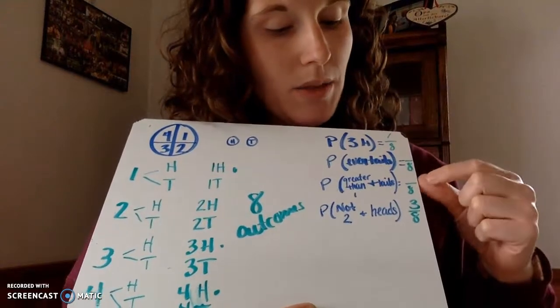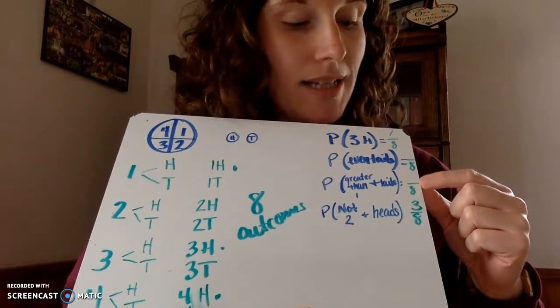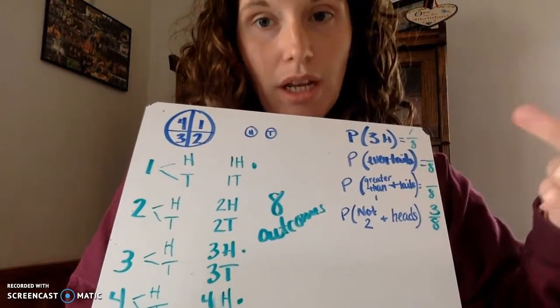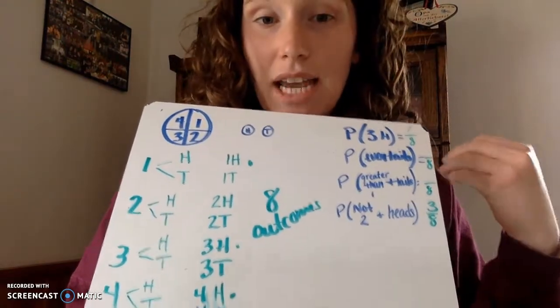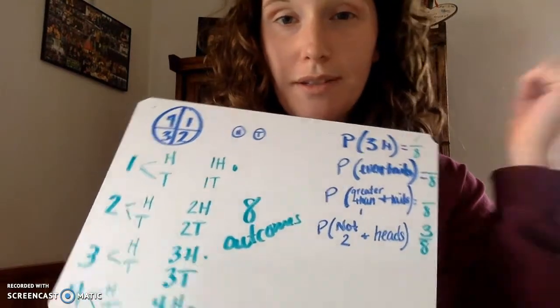And then this one, the probability of greater than 1 and a tails. So I'm looking for numbers that are all bigger than 1: 2, 3, and 4, and have a tails with them. So I'm looking for 2 and a tails, 3 and a tails, 4 and a tails.